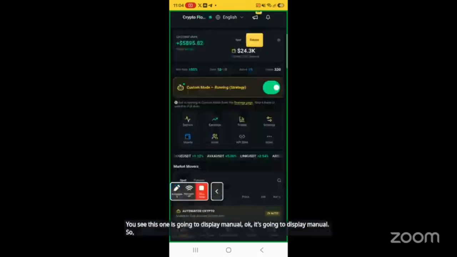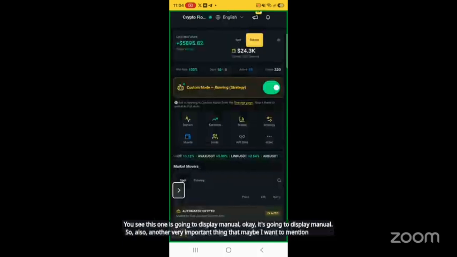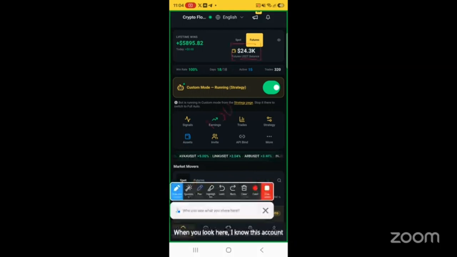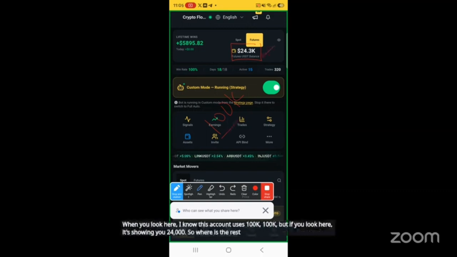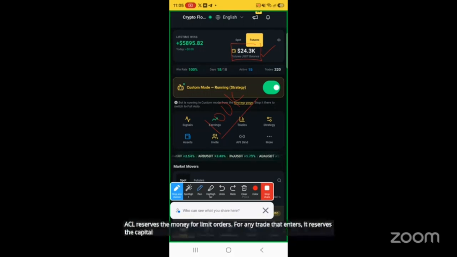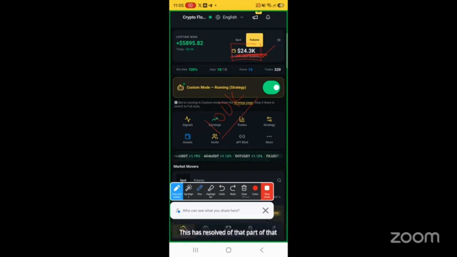Another very important thing I want to mention before I go is here. When you look here, I told you this account uses 100K, but if you look here, it's showing you 24,000. So where is the rest? Because this feature is turned on, it reserves the money for limit orders. For any trade that enters, it reserves the capital and will facilitate its limit orders if they are reached. That's why you see less money. I saw some people complaining, where has my money gone? Has this bot eaten my money? No, the bot has not eaten your money. It has reserved that part of the capital for limit orders.